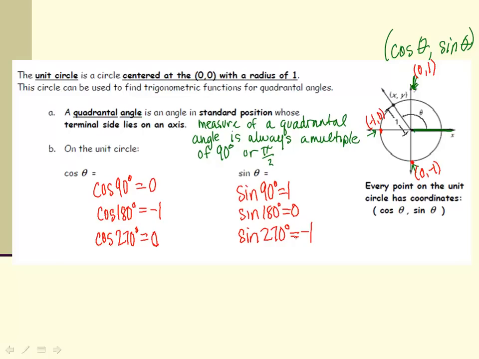And then if our angle went all the way back around to here, so it's 360 degrees, that's the ordered pair (1, 0). So the cosine of 360 degrees is the x value, that's 1. The sine of 360 degrees is the y value, and it's 0. So every ordered pair has the value (cosine theta, sine theta).